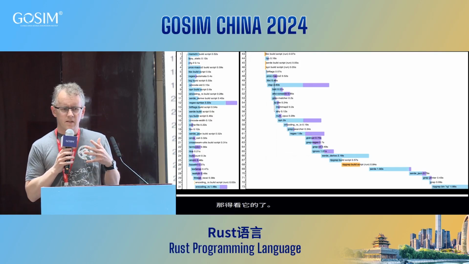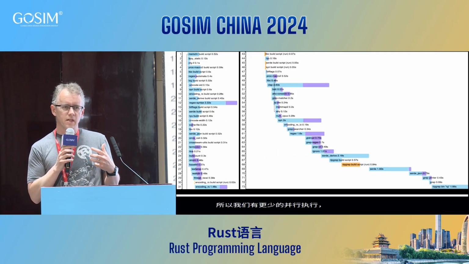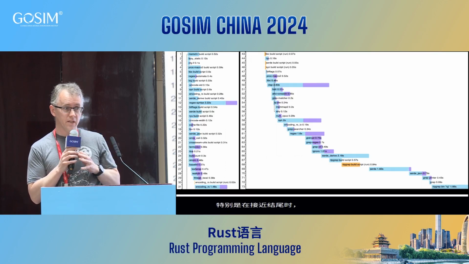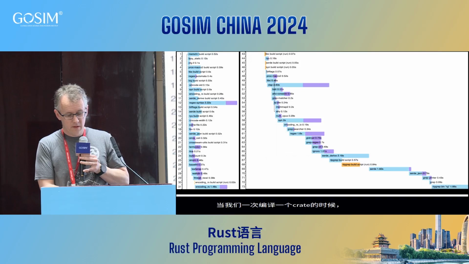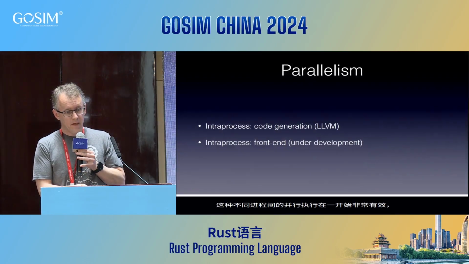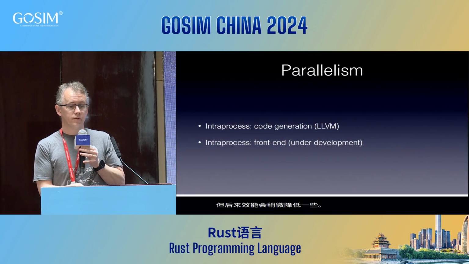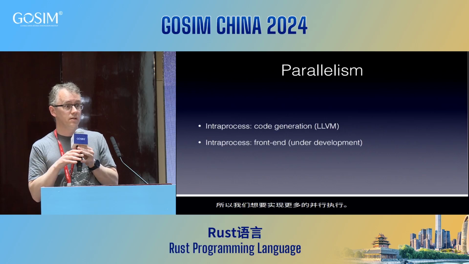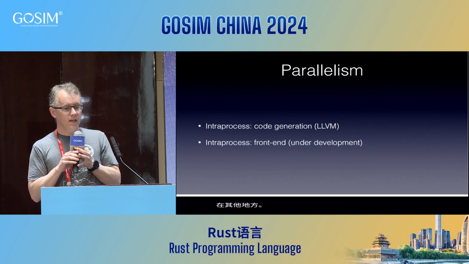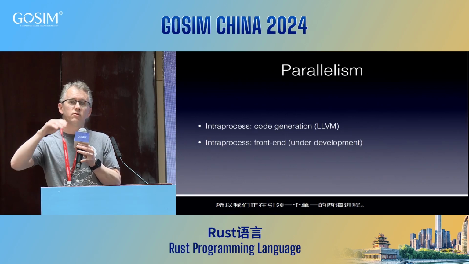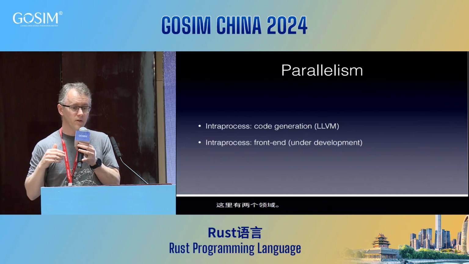And so this cargo level inter-process parallel execution is quite effective early on, but it gets a little less effective later on. And so we want to have some more parallel execution in other places. Here we have the intra-process parallel execution, so within a single rustc process. And there are two areas for this. One is that in code generation done by LLVM, it's able to break code into multiple chunks and run one thread per chunk and do the code generation that way.